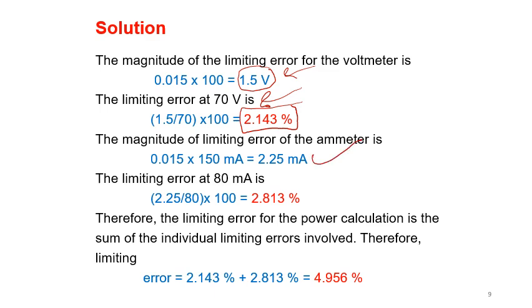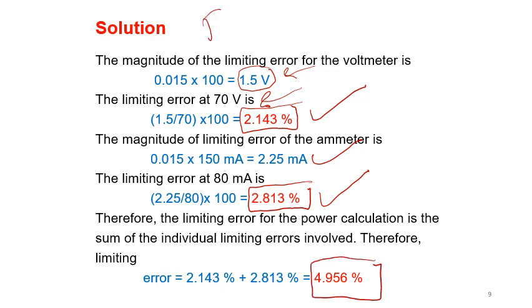We are going to do the same thing for the current. We will find that the percentage of error in the current is 2.813%. So what is the total error? If we have the percentage of error in the voltage and the percentage of error in the current, the percentage of error in the power will be the total.